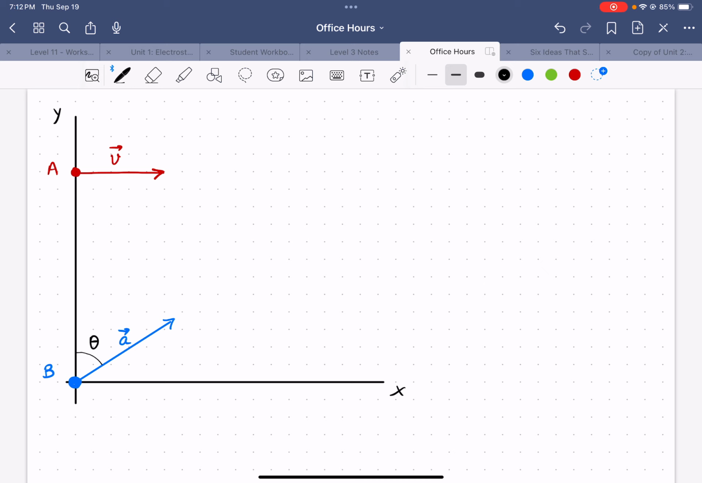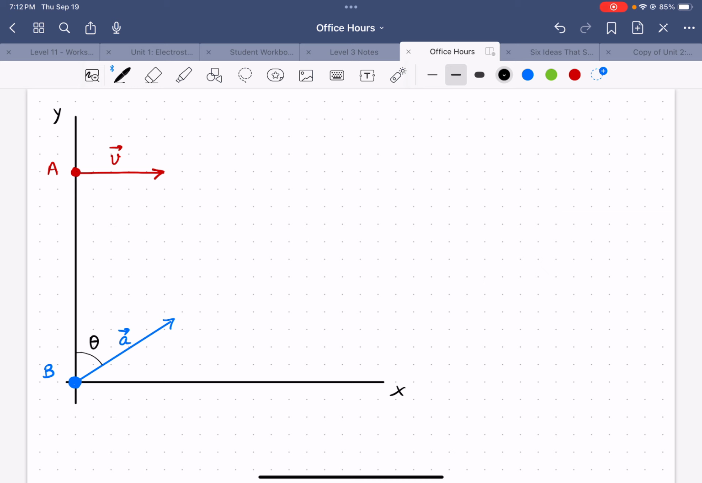Particle B starts at the origin, and it starts from rest but accelerates at a constant rate of 0.4 meters per second squared in some direction. And the question is, in what direction should particle B be aimed such that the particles collide somewhere?